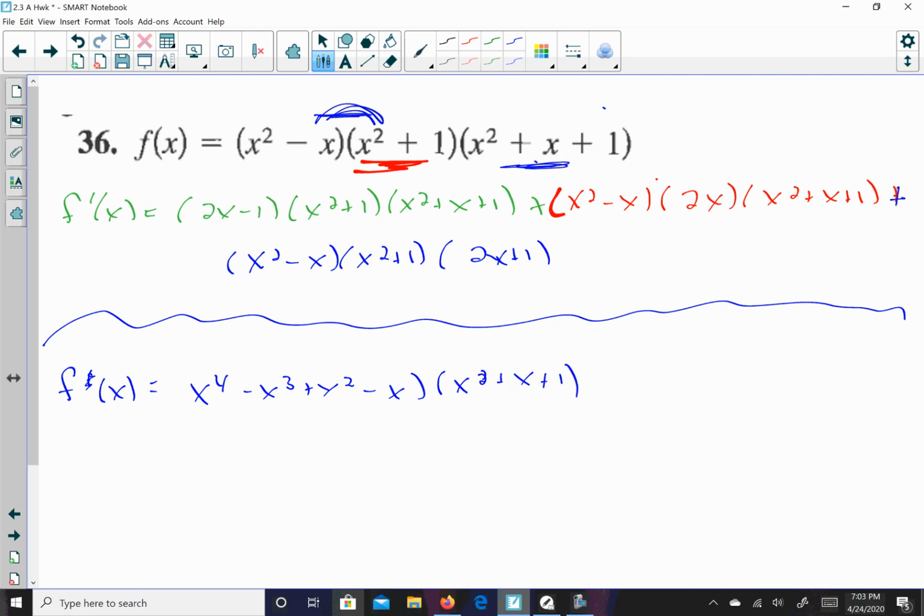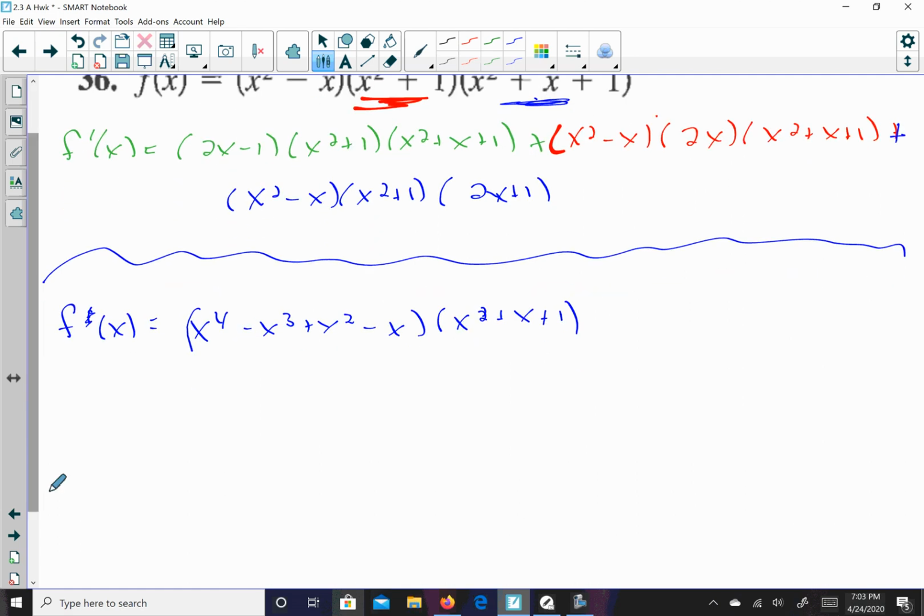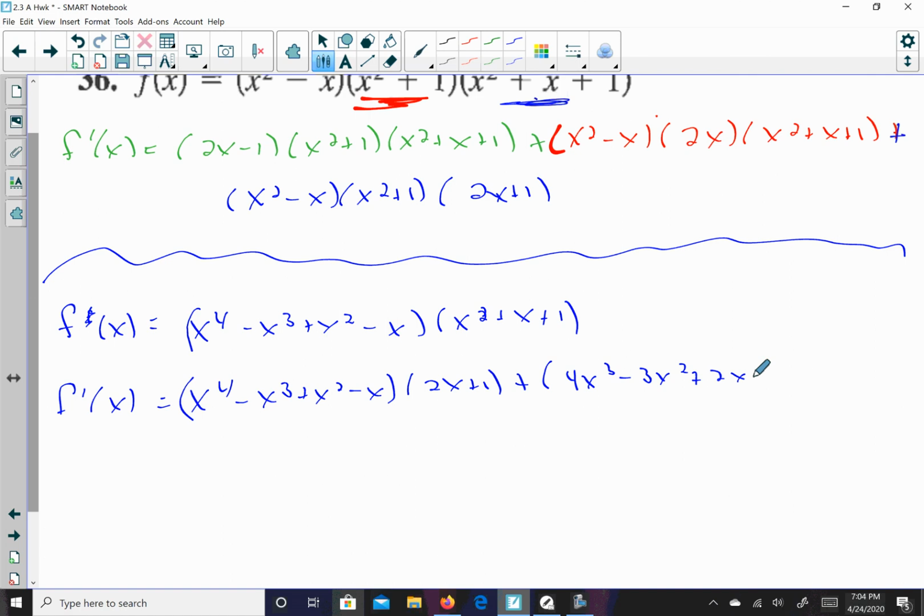And now I can do the product rule with just two things, which I think is a lot easier than doing it with the three. So I'm going to continue my work from here. So now I'm going to take the derivative. So when I take the derivative, I'm going to leave this x to the fourth alone. I'll put a parenthesis around that. And now I'm going to take the derivative of the second factor. This will be 2x plus 1. There's a plus sign. Now I'm going to take the derivative of this. So this will be 4x to the third minus 3x squared plus 2x minus 1. And then leaving that one alone.